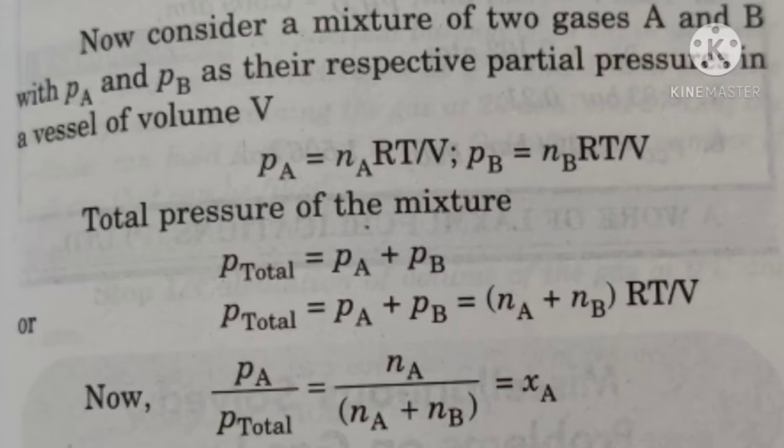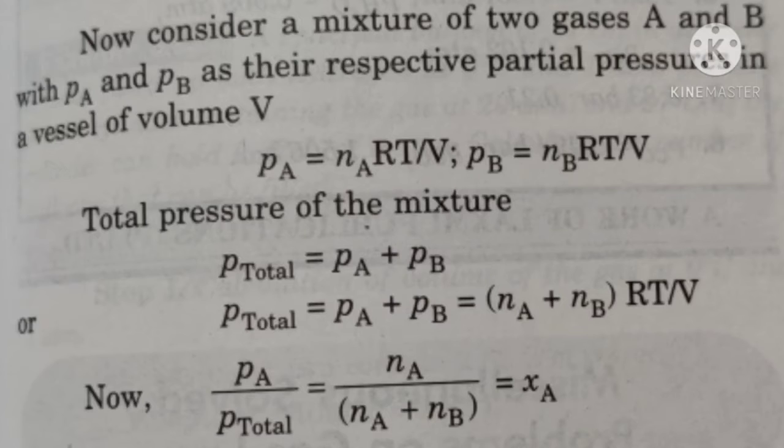Now consider a mixture of two gases A and B with partial pressures PA and PB as their respective partial pressure in a vessel of volume V. So we have taken one example in which two gases A and B are kept in a vessel of volume V and their partial pressures are represented as PA and PB.